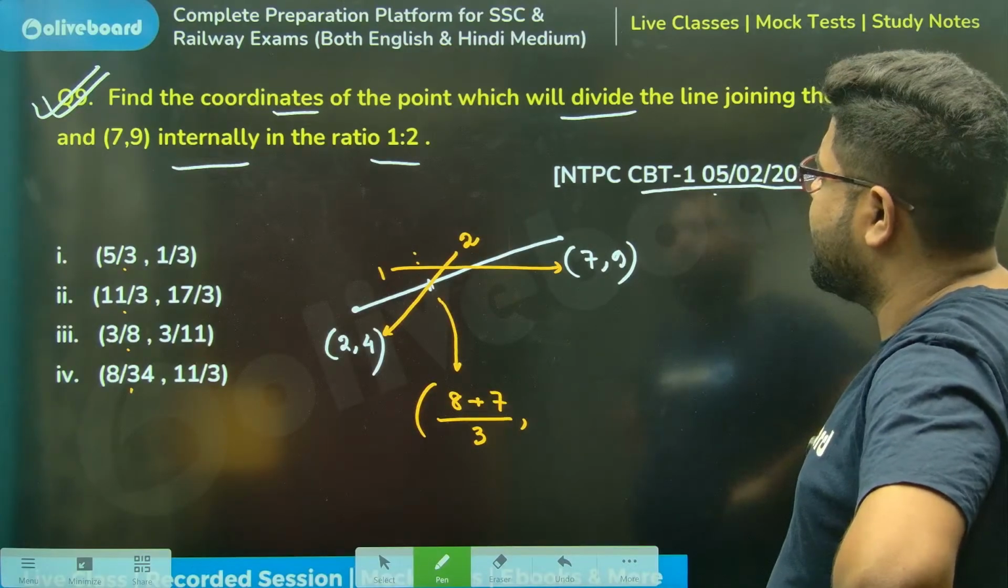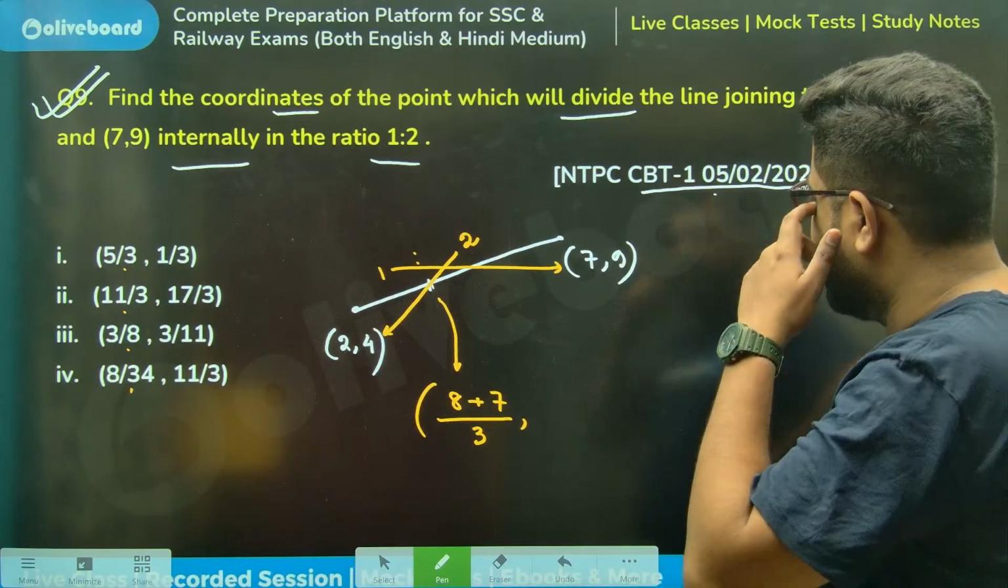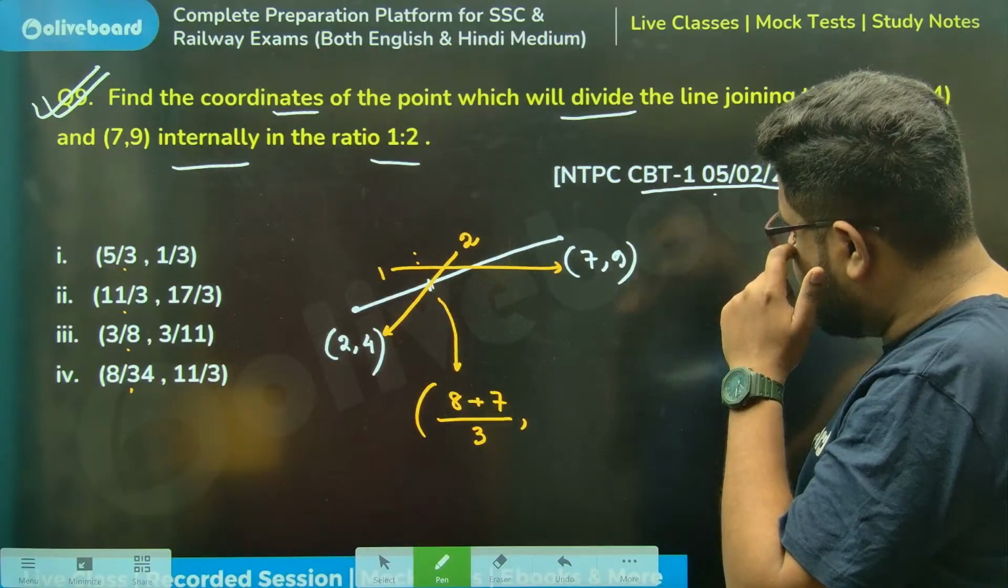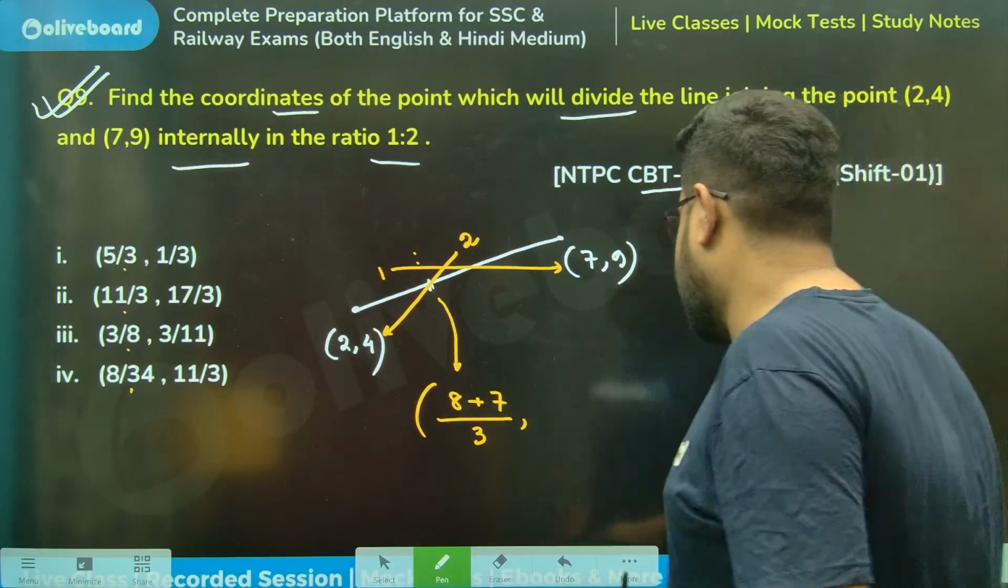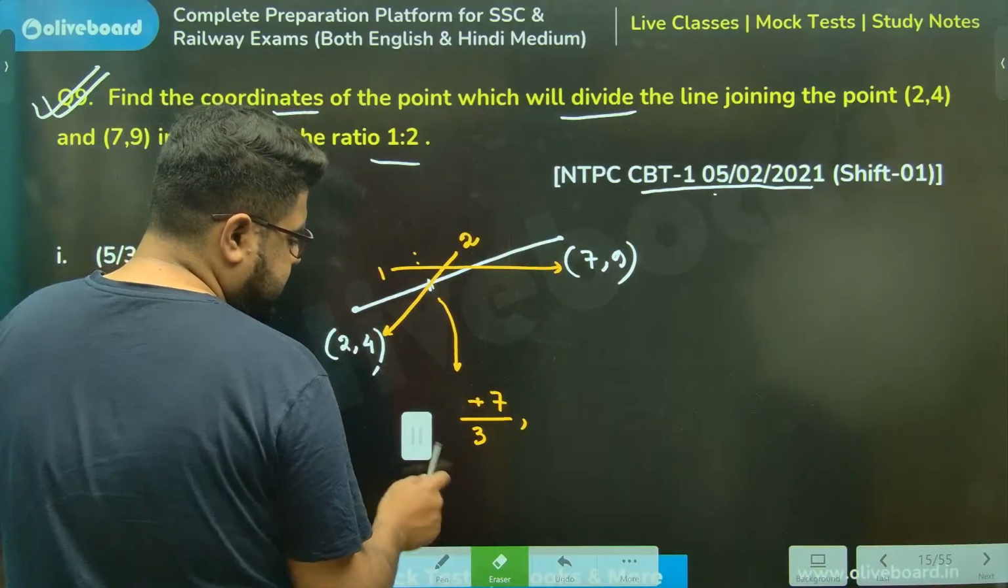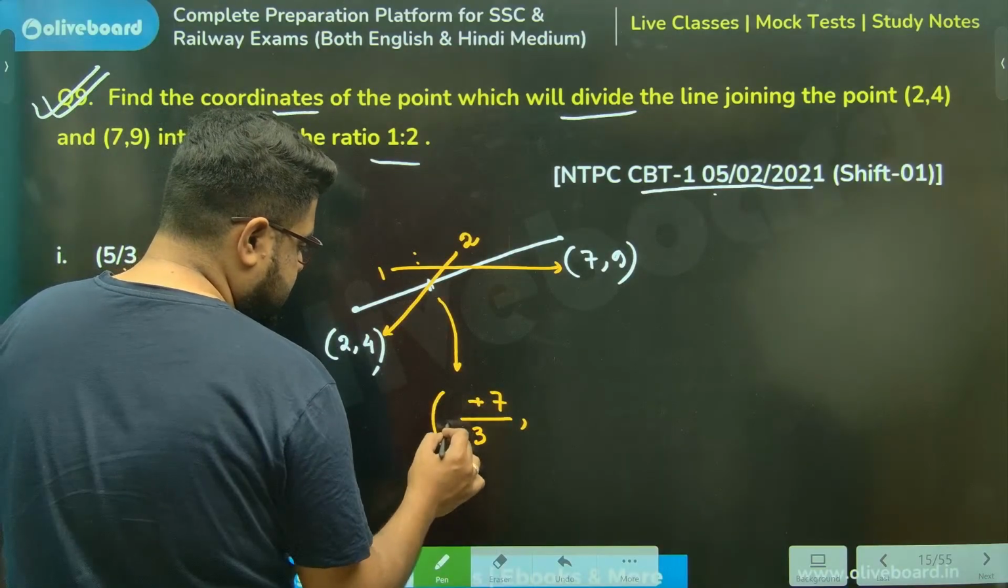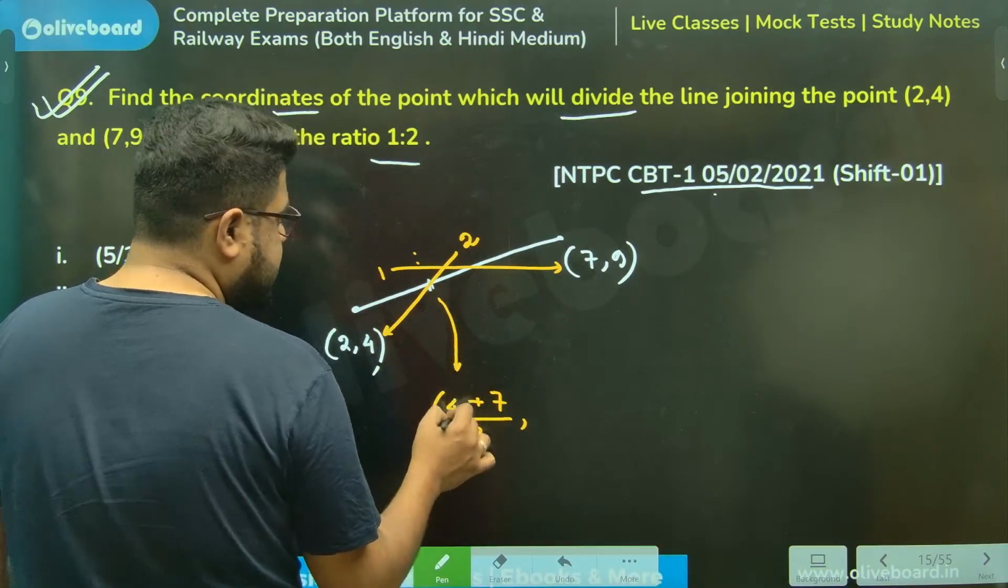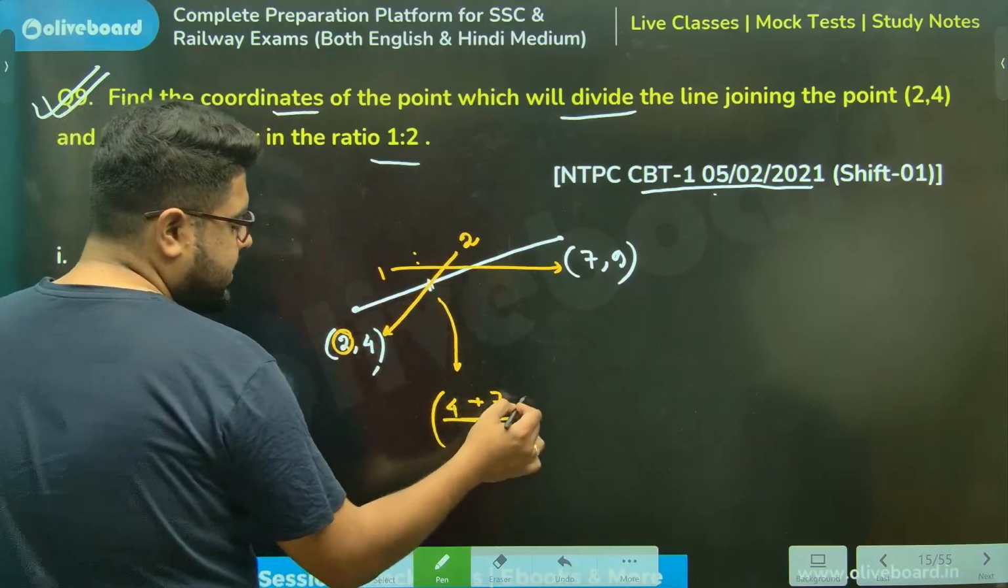Huh? What? Arey, sorry. 2 into 2, arey. My mistake. 2 into 2, na? 2 into this 2, 4.